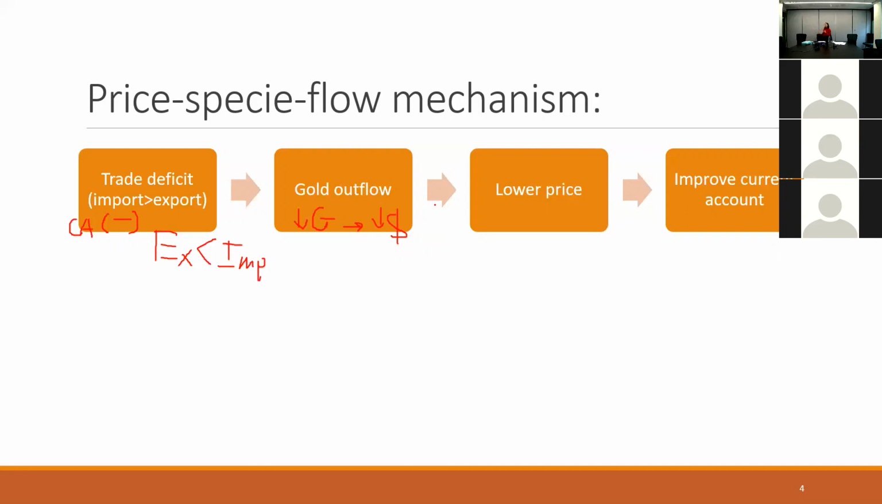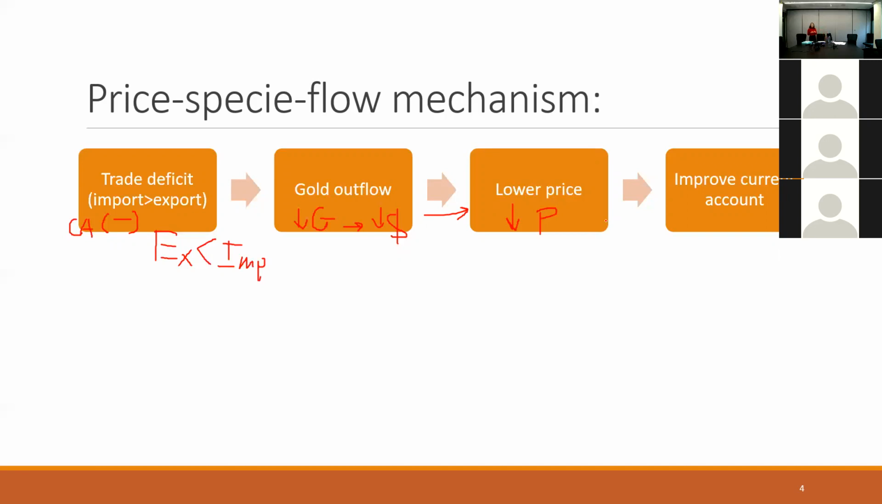So as we have less money, we have less demand for our goods and services, and therefore the prices of goods and services in our economy would go down as well, okay? Any questions about this?